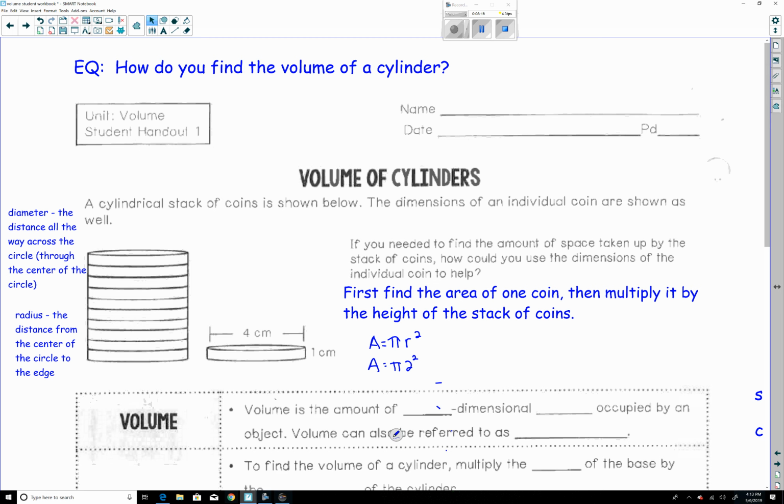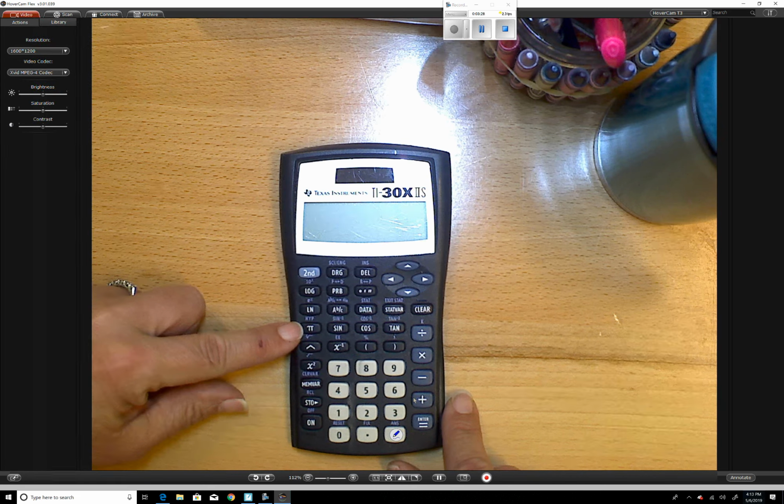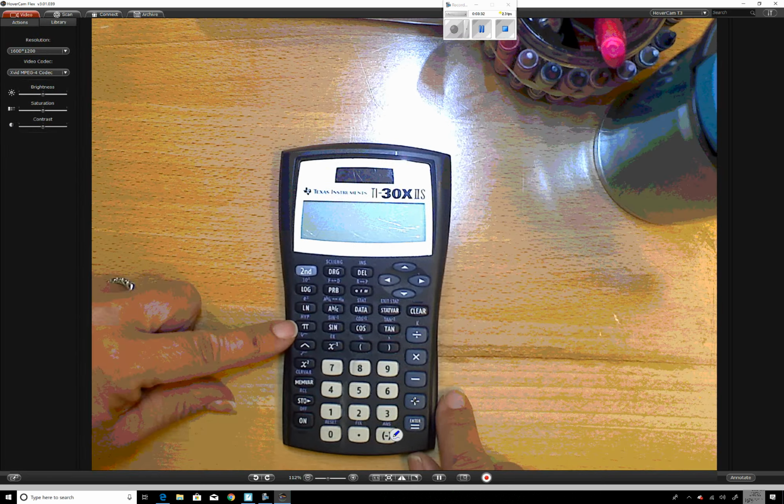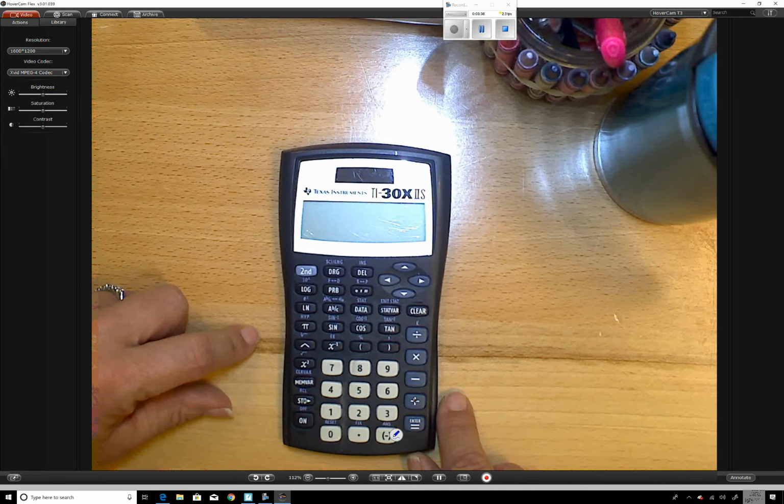Now we're going to use the pi button on our calculator. So let me show you that really quick. Let me flip to the overhead here. The pi button is located right here. It has pi on it. So instead of using 3.14, which is what the directions in our packet say, we're going to use the pi button. If we've got a pi button, we might as well use it.